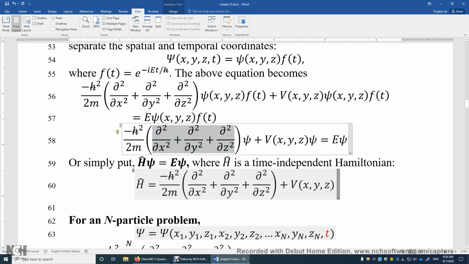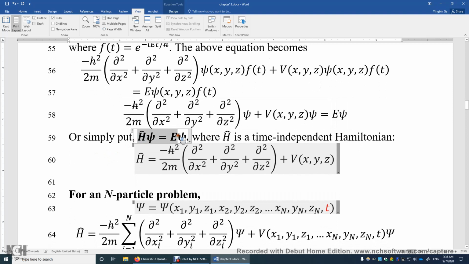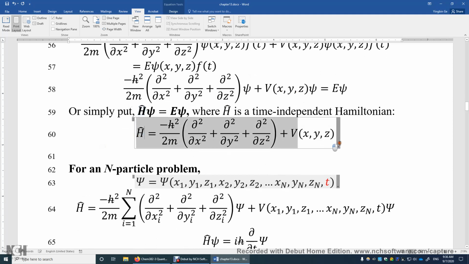Again, over here we are looking at the sum of the kinetic energies in the x, y, and z directions. This is the potential energy, assuming it does not change with time. And this is the total energy. Simply put, H psi is equal to E psi, and this H is a time-independent Hamiltonian. This part is the kinetic energy operator. This is the potential energy operator. The sum of the kinetic energy operator and potential energy operator is this H. And this equation is the so-called time-independent Schrodinger equation.